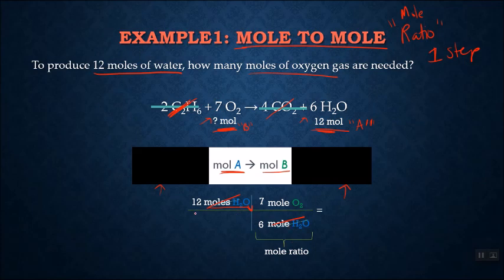Multiply and divide, so 12 times 7. Then you divide it by the 6 on the bottom, and you end up with 14 moles of oxygen. So far, so good. One-step problems involve just doing the mole ratio. It's mole to mole. You'll see that this is the most basic of the stoichiometric calculation problems that you'll see.